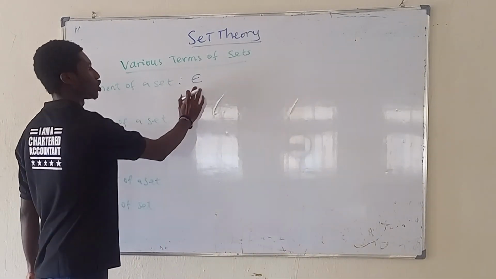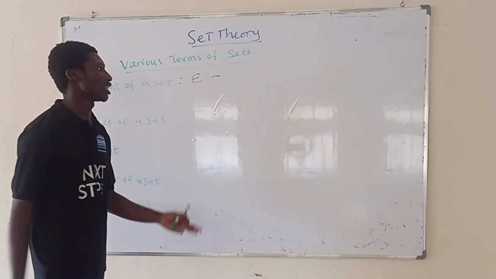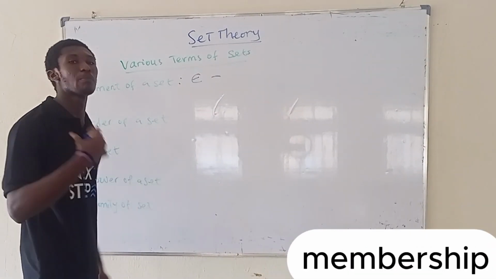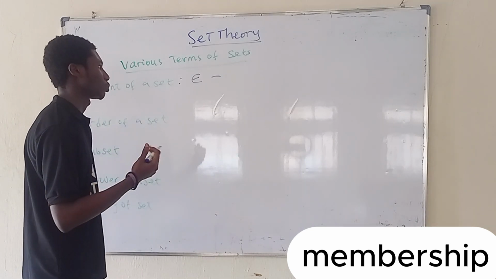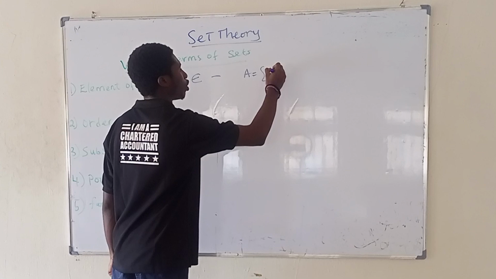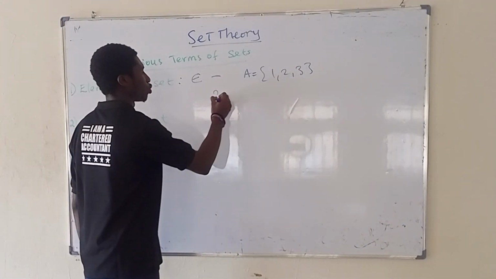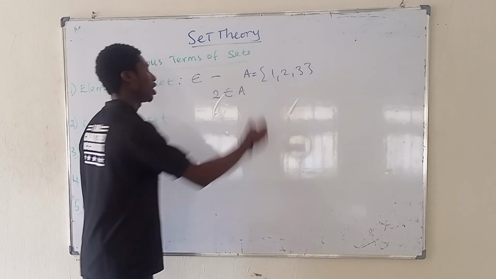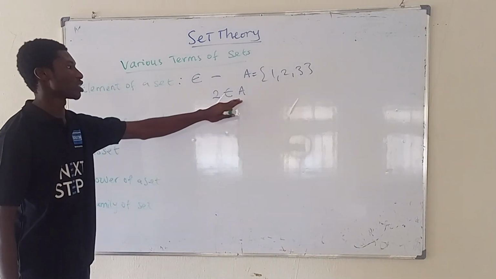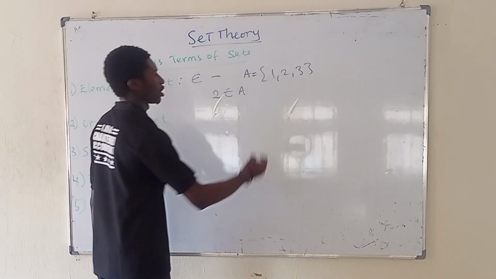So whenever I see this symbol, it means what? It is used to represent element, that is, membership. So if I have a set A which is equal to {1, 2, 3}, I can say 2 is an element of A. 2 is an element of A.